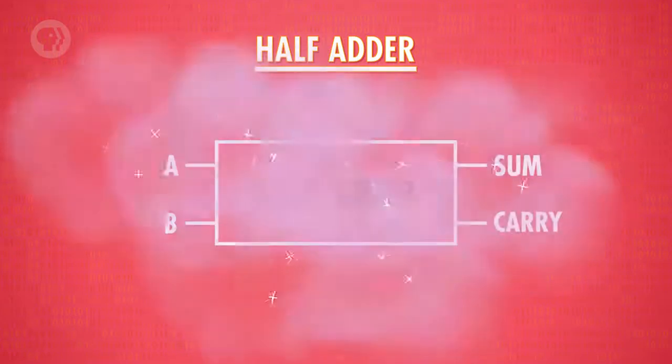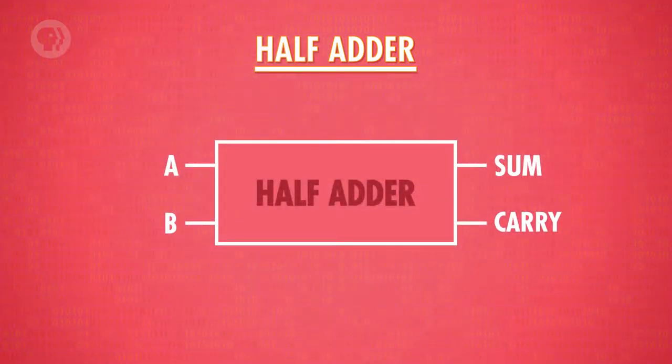But let's abstract away even this level of detail and encapsulate our newly minted half adder as its own component, with two inputs, bits A and B, and two outputs, the sum and the carry bits. This takes us to another level of abstraction.